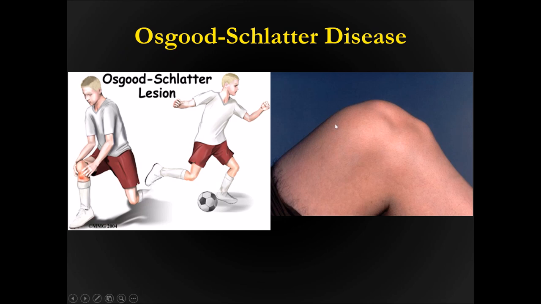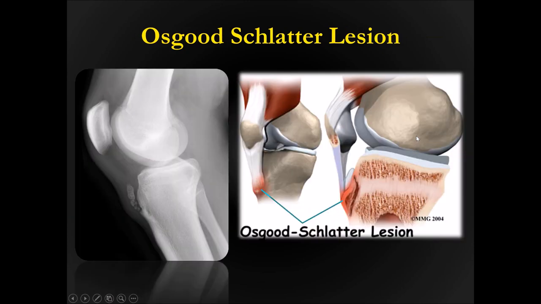Okay, another one is common in children. Okay, we call it pain at the tubercle. This patient will come to see you with kneeling pain. The patient cannot kneel on the floor, and they have a prominence of the tibial tubercle. Yeah, this is Osgood-Schlatter lesion, Osgood-Schlatter disease. They have pain at the tubercle. When you see the X-ray, there will be fragmentation at the tibial tubercle. Okay, we call it Osgood-Schlatter disease.